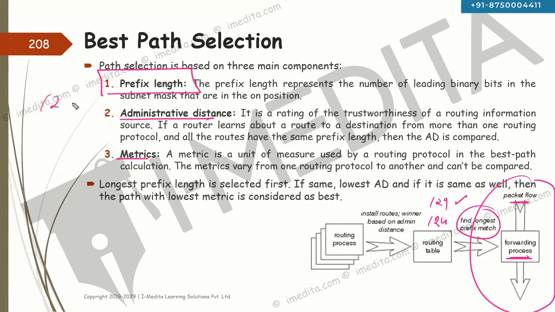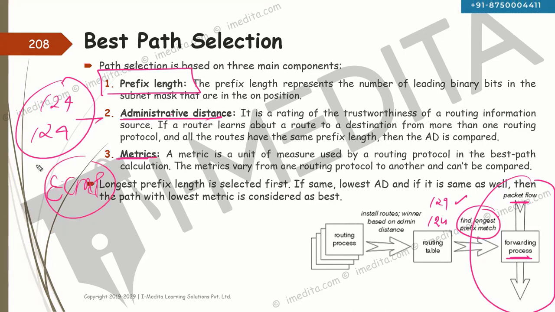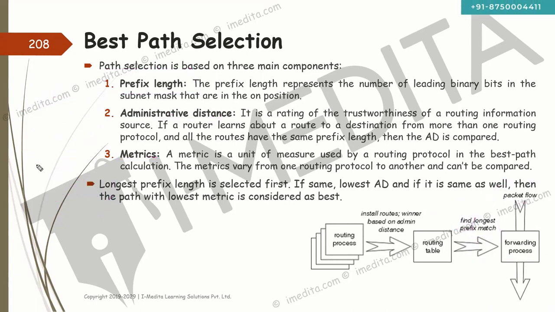If we have two paths with the same CIDR, then I will go to the AD. If the AD is the same, I will go to the metric. If the metric is the same, then I'm going to perform equal cost multipath. So when best path selection comes into the picture, these are the three criteria used: the same prefix length, the AD value, and the metric. And if everything is the same, then equal cost multipath will take place. Let me know if you have any questions so far.